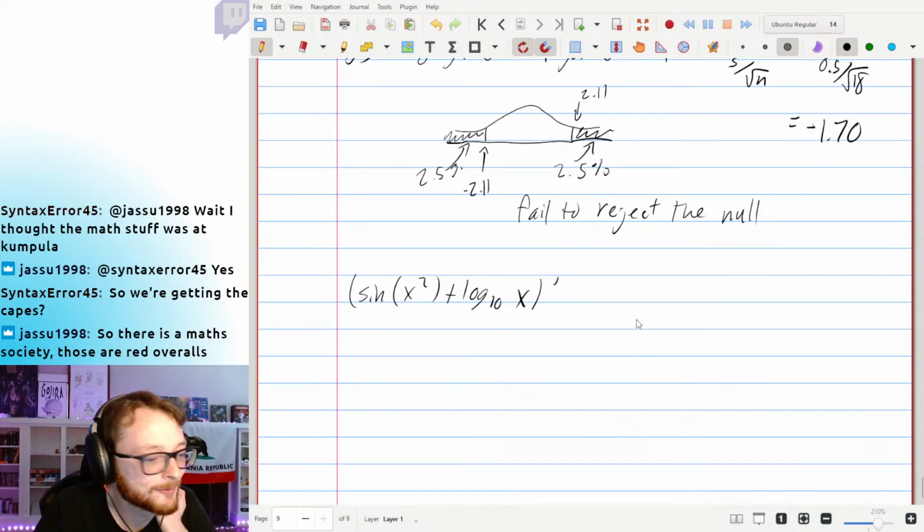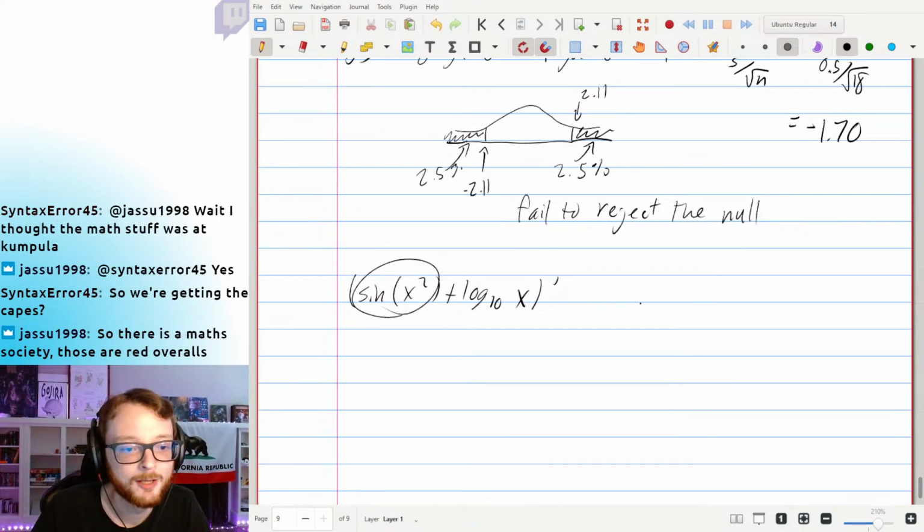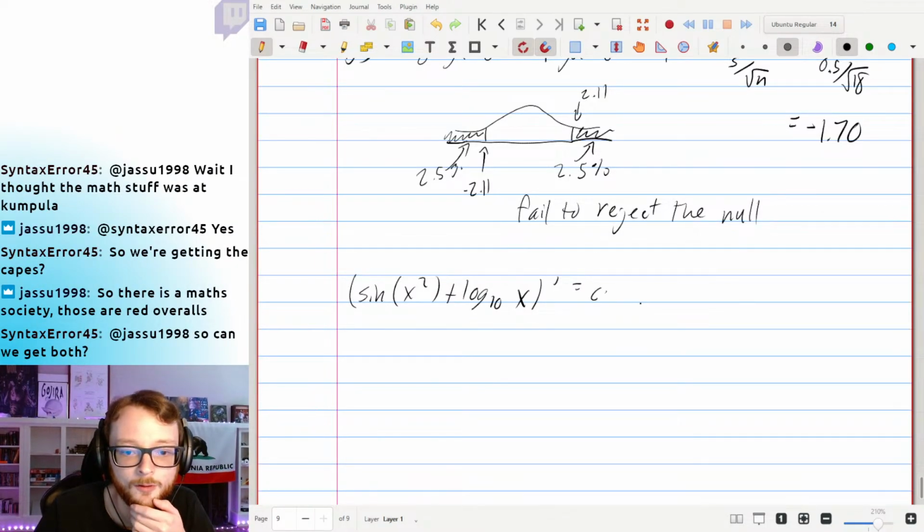I hope this is the right question. But if we want to take the derivative of this, let's start with the sine of x squared. So we need to use the chain rule for that. So let's start from the outside. So sine goes to cosine, then just leave the inside alone. Now we take the derivative of the inside. X squared goes to 2x. And that's the first piece.